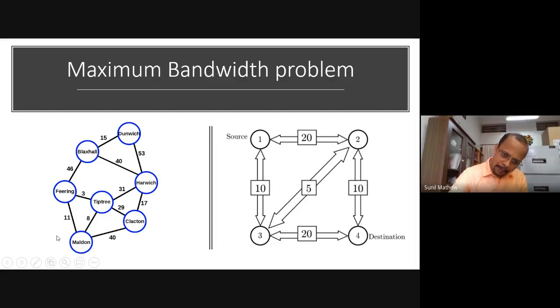We check all of them and see what is the maximum possible bandwidth along any path. There can be several paths. So that maximum is called the strength of connectedness between Dunwich and Malden in mathematical terms. But computer science people will call it the maximum bandwidth between Dunwich and Malden, and transportation people will call it the maximum width of the Dunwich-Malden path, or the widest path between Dunwich and Malden.